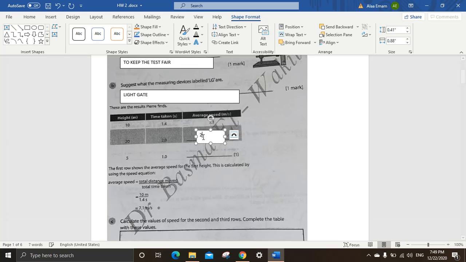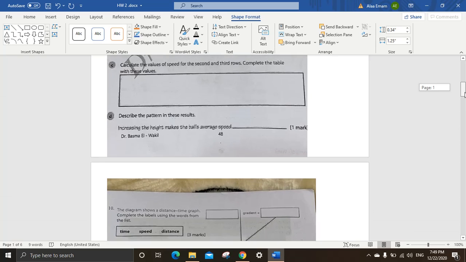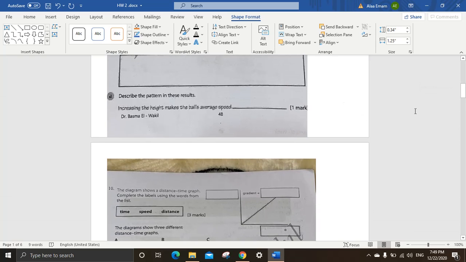So distance divided by time, so 20 divided by 2, we get 10 meters per second. And similarly for the last one, 5 as a distance divided by 1, so we get 5 meters per second. Alright, and already you have how he did the first calculation. Okay, this box is just to show your working.